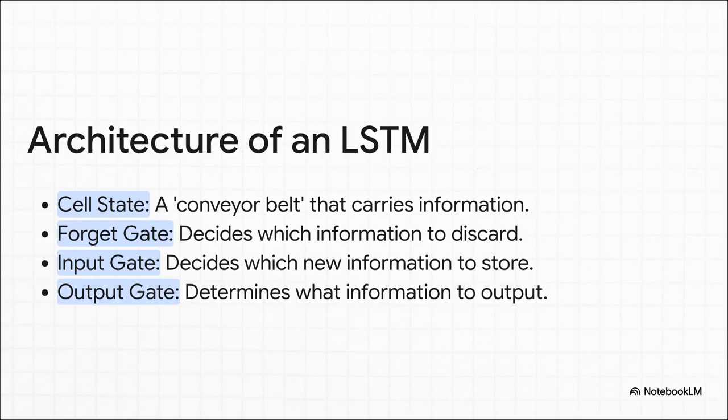But the real genius here is the gates. You've got a forget gate that learns to throw away irrelevant info. You've got an input gate that decides what new information is important enough to actually store on that conveyor belt. And then you have an output gate that decides what part of the memory is actually useful right now. These gates give the network incredibly precise control over its own memory.